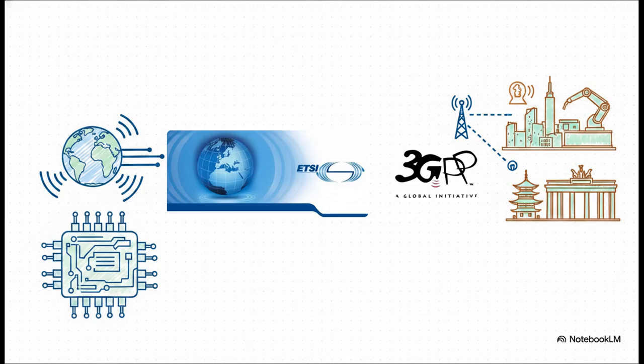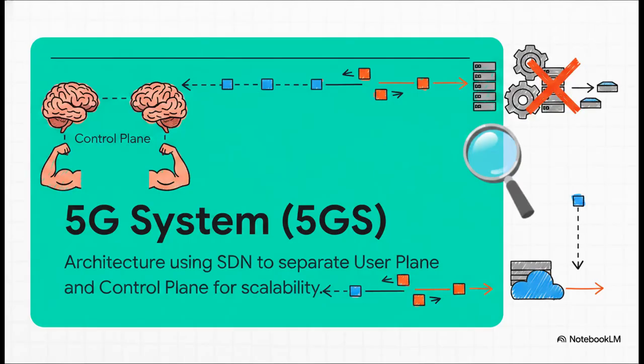The technical specifications they write, like the TS 123 501 document we're analyzing today, are the master code. They ensure a 5G cell tower in Tokyo can flawlessly talk to a robotic assembly line in Berlin. But to actually make this global vision work, these architects had to fundamentally rewrite how a network operates. According to the 3GPP standards, the 5G system, or 5GS, leverages software-defined networking.